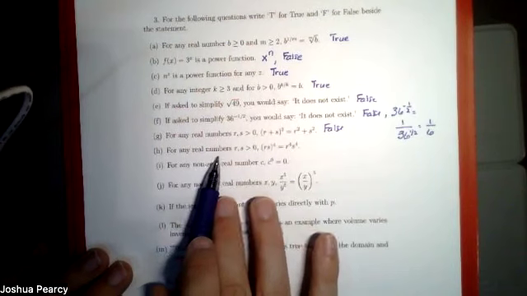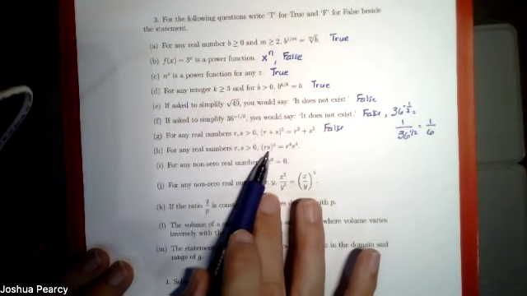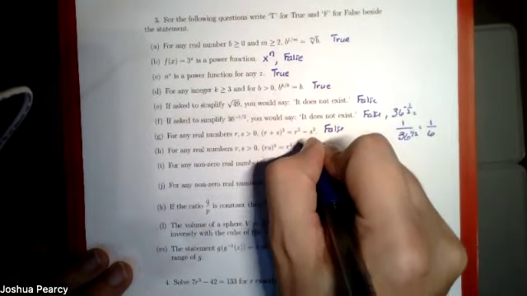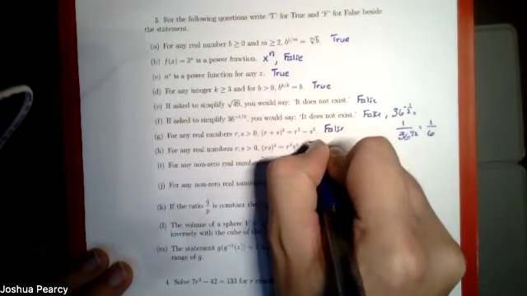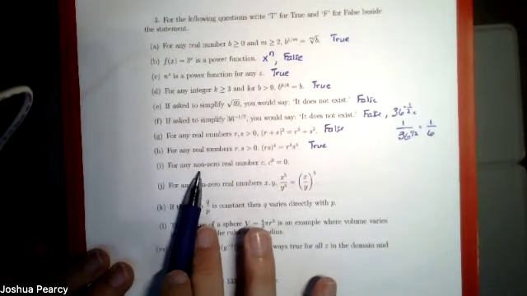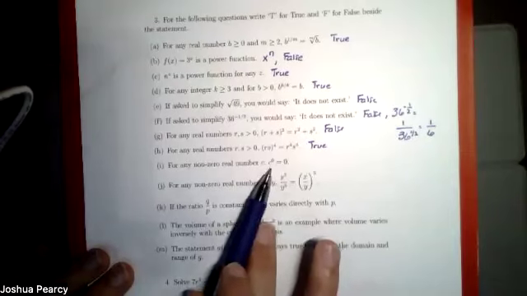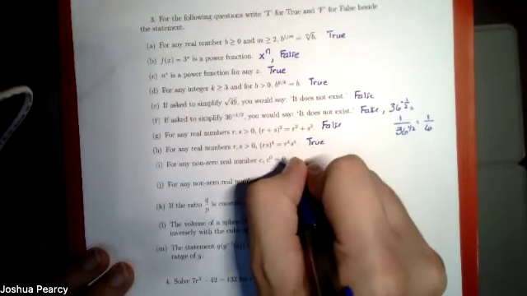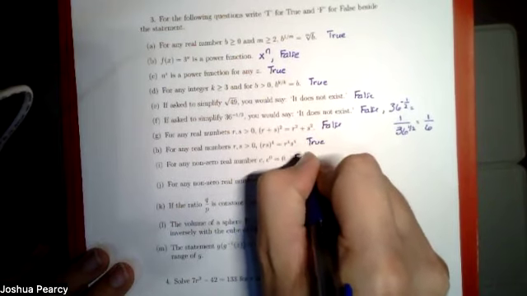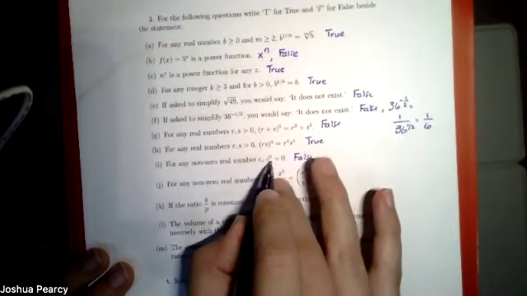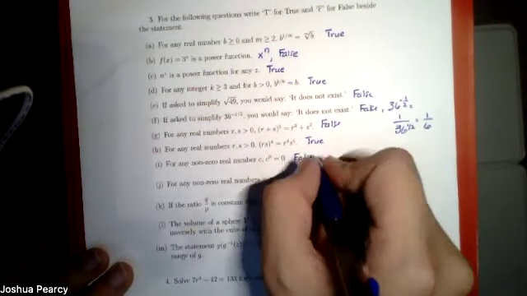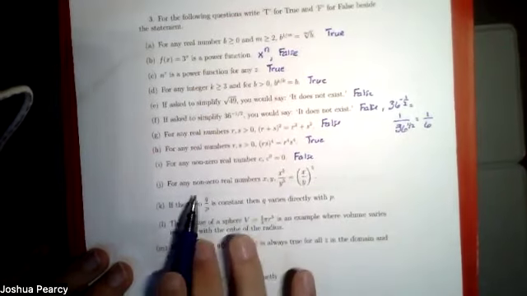This one here, for any real numbers r and s greater than 0, (r times s) to the fourth power is r to the fourth times s to the fourth. That's true. Here, for any non-zero real number, c to the 0 is 0. This is false. This was one of the properties we talked about a while back in one of the sections, that if we have c to the 0 power, this is actually 1, or anything to the 0 power is 1. So this is false.